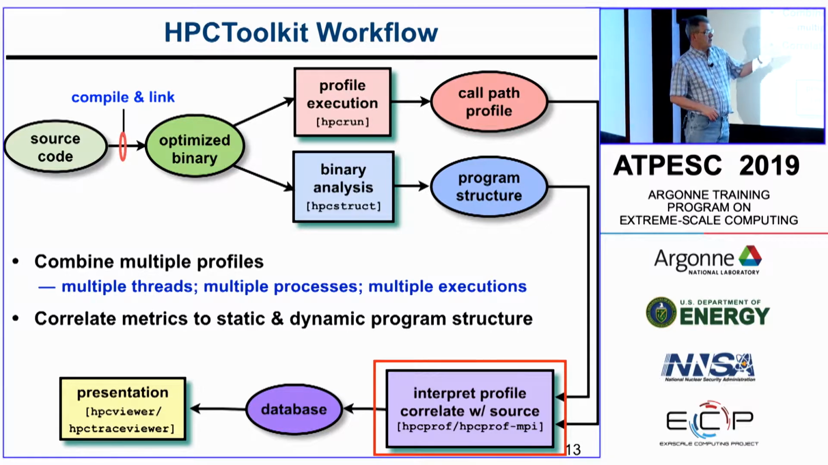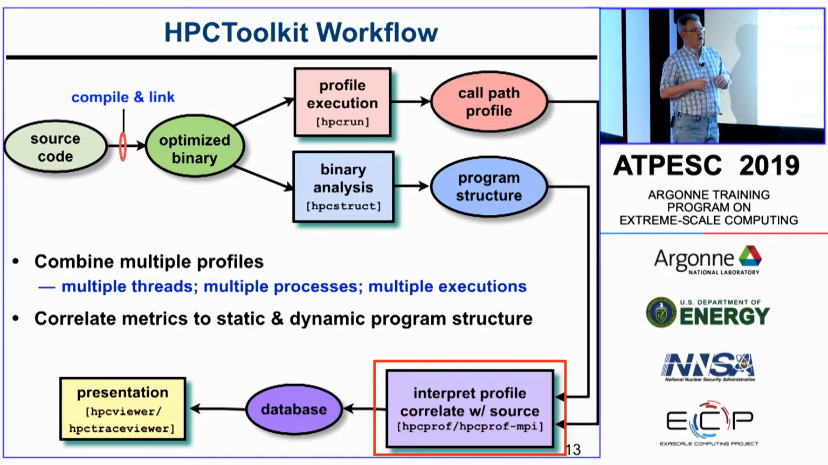Another thing that we can do with HPCprof is take data from two separate executions. You might run it at one scale and then run it at a larger scale, and then you can compare them to look at scalability losses.